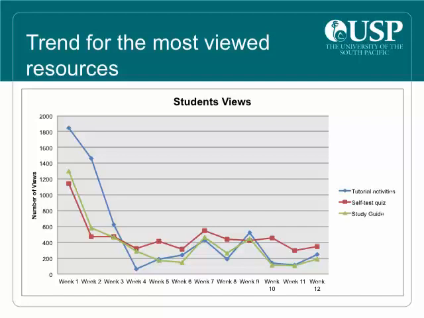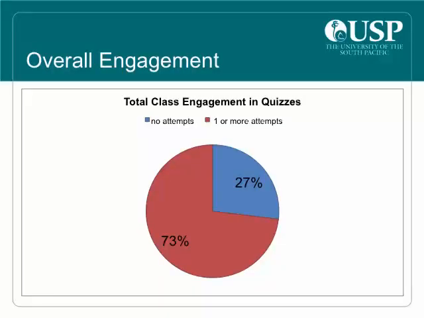You can see that the self-test quiz actually is the most viewed, and it's the same views towards the end of the week. So students were actually engaging more consistently with the quizzes. So we look at the quiz report and the overall engagement. There were actually 73% who had more than one attempt. They had some form of engagement, and 27% did not have any engagement whatsoever.